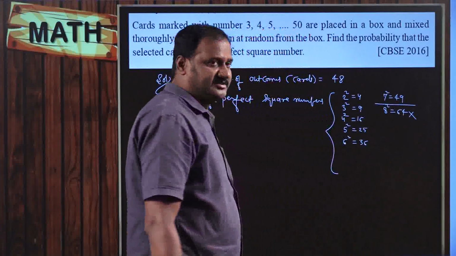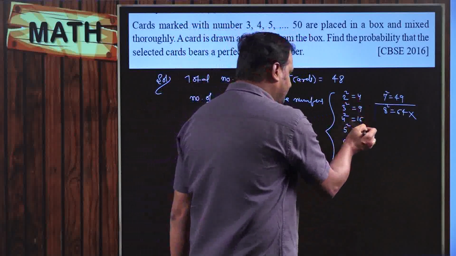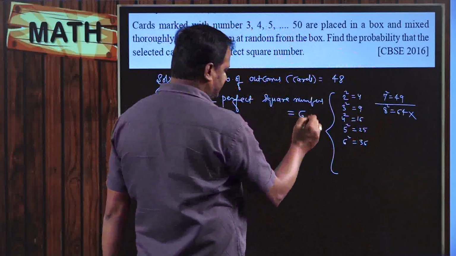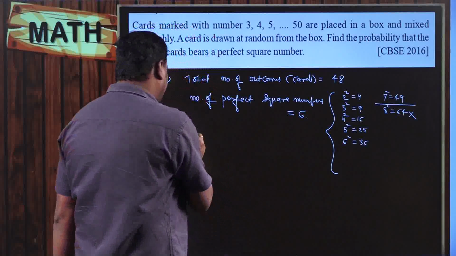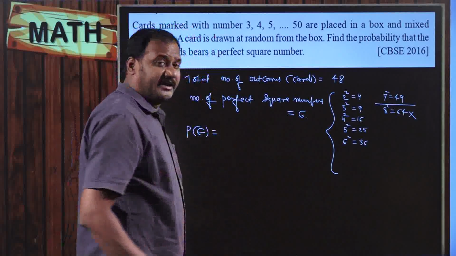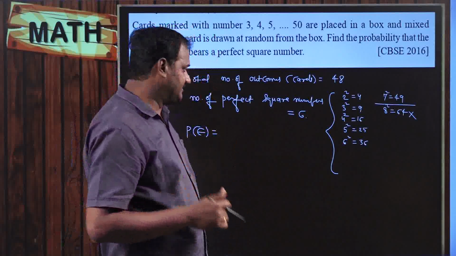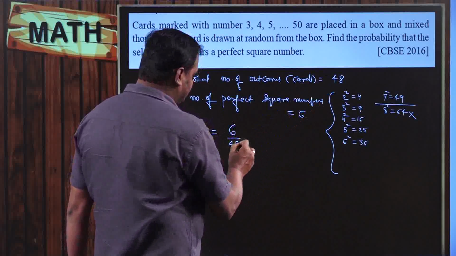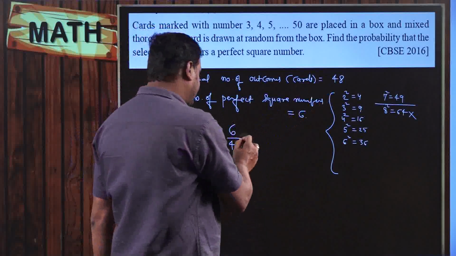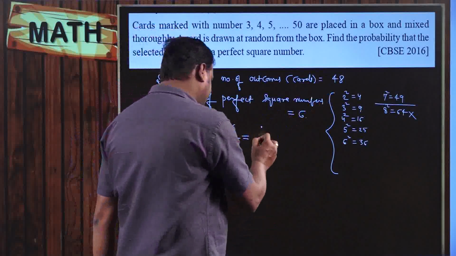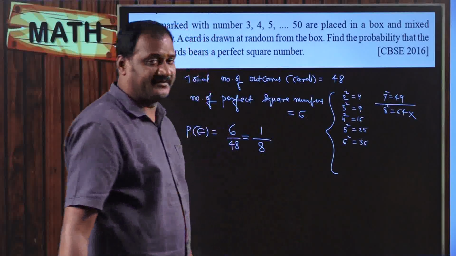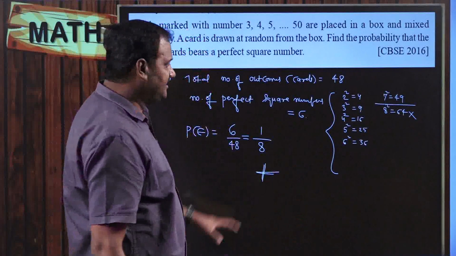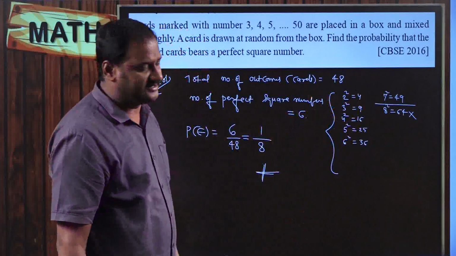Therefore, how many number of square numbers are there? 1, 2, 3, 4, 5, 6. So, number of perfect square numbers is equal to 6. Therefore, probability of getting an event is equal to number of favorable outcomes divided by total number of outcomes. So, number of favorable outcomes is equal to 6. Total number of outcomes is equal to 48. So what is 6 divided by 48? 1 divided by 8. 1 divided by 8 is the probability of getting this event. Of course, it's quite simple, but you need to identify how many number of square numbers are there.